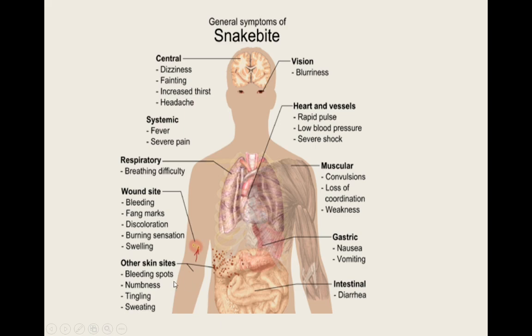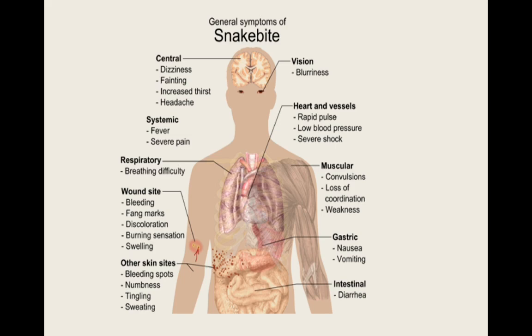Then at other sites of the skin, there will be bleeding spots because of deranged clotting mechanism or deranged coagulation mechanism. Normal coagulation does not take place. So there will be bleeding manifestations, bleeding spots present in the pleura and pericardium and other areas of the skin.